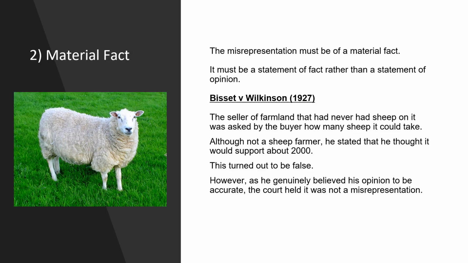So, the second part of the test is that the misrepresentation must be of a material fact. You're saying a fact, not an opinion. So in Bissett v Wilkinson, the seller of farmland that had never had sheep on it was asked by the buyer how many sheep you could fit on it. And although he wasn't a sheep farmer, he said, well, maybe around 2,000. And that turned out to be false. However, as he genuinely believed his opinion to be accurate, they said it wasn't a misrepresentation. He was giving an opinion. How would he know? So it's got to be a fact. It's got to be something that you actually know, and the person knows you know. It can't just be that they're asking your opinion. That wouldn't be a misrepresentation.